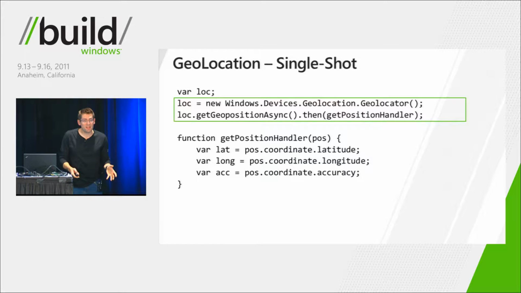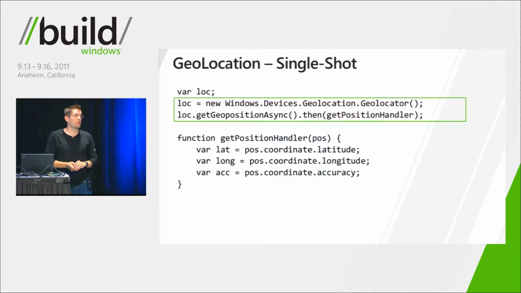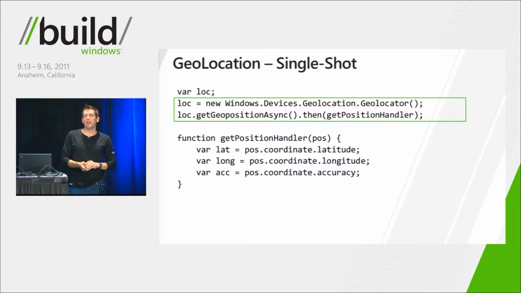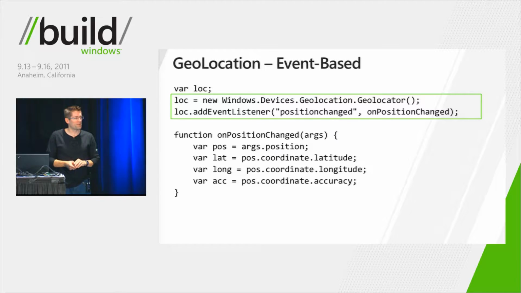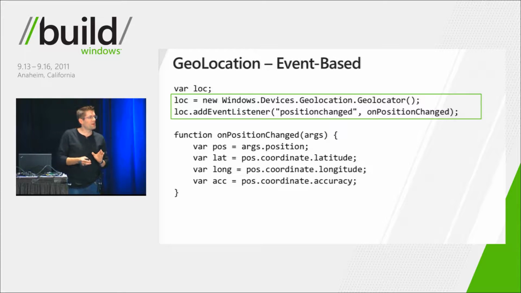So as you can see, it's very simple and straightforward to use the Windows Runtime API for location. And this is single shot. Let's take a look at the event-based location access. And if you didn't look closely here, you might not even see a difference. The pattern looks very similar.